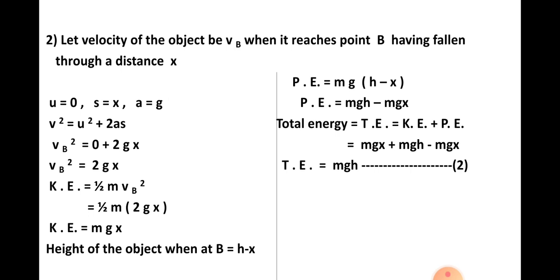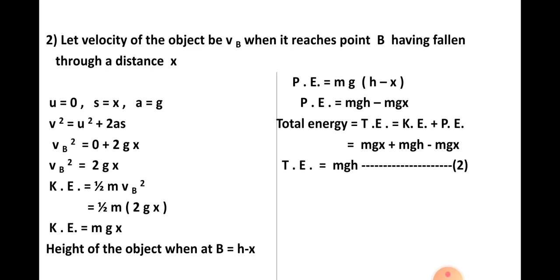Second, let the velocity of the object be vB when it reaches point B, having fallen through a distance x. Here u is equal to 0, displacement s is equal to x, and acceleration a is the acceleration due to gravity, that is g. We know Newton's third equation of motion: v² is equal to u² plus 2as. So here we calculate at point B. vB² is equal to initial velocity 0 plus 2gx. So vB² is equal to 2gx.